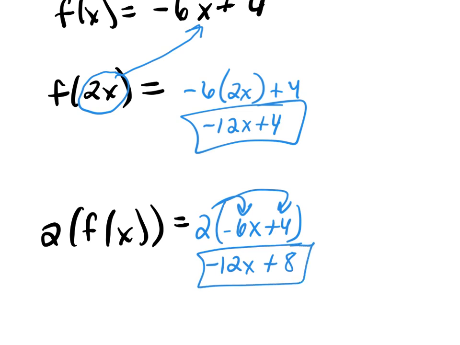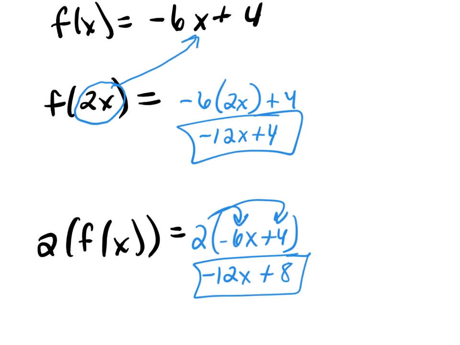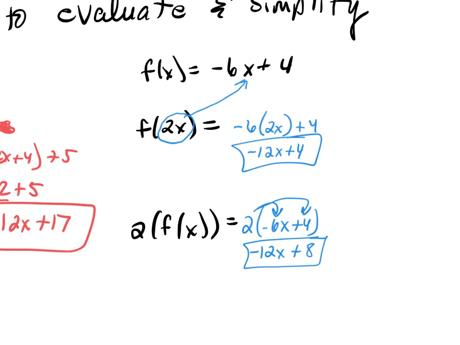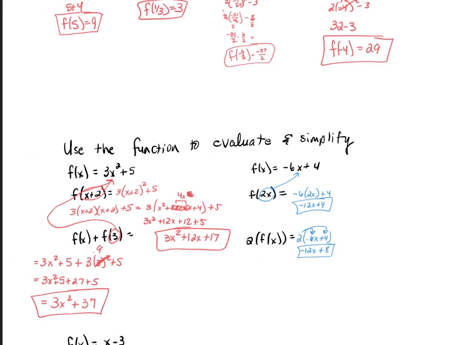You do not get the same answer, guys, because you're doing two different things. In the first one, they're telling you take whatever's in that parenthesis and everywhere you see an x, plug that in. In the second one, they're saying take the function and multiply it by 2. Two separate things there. You guys see that? People at home, you see that?